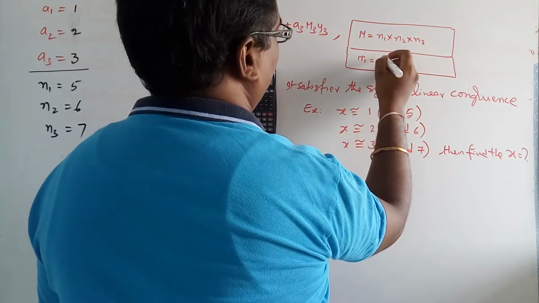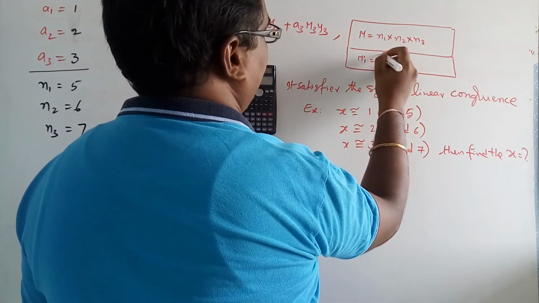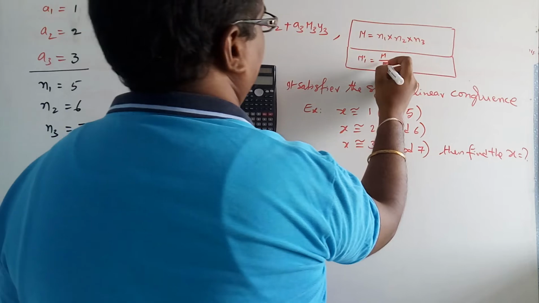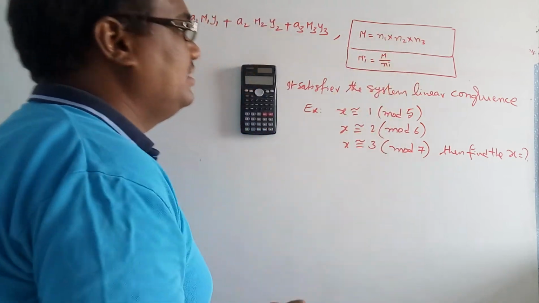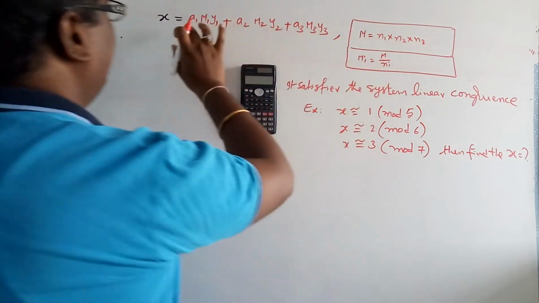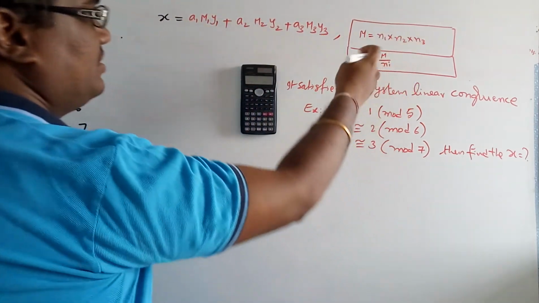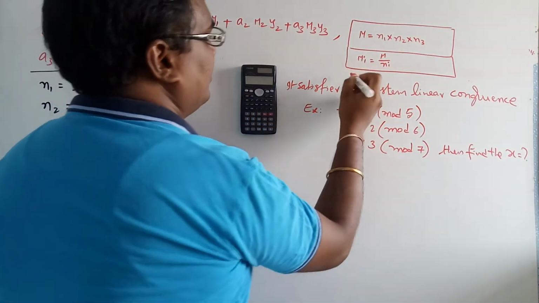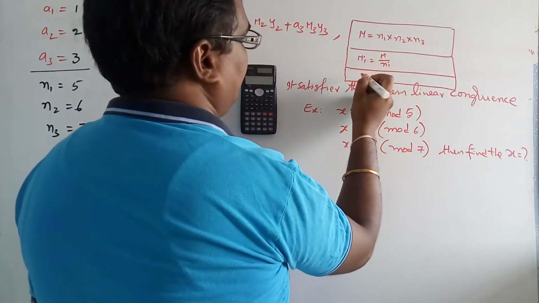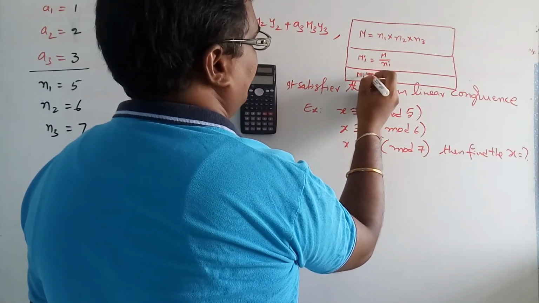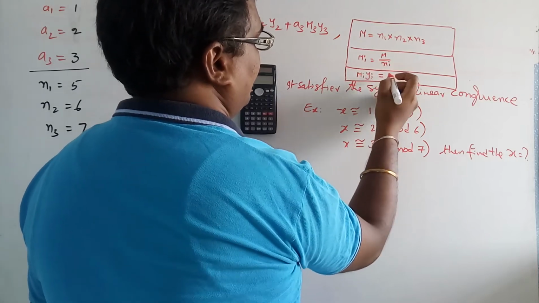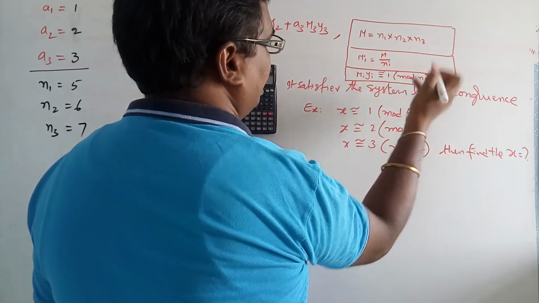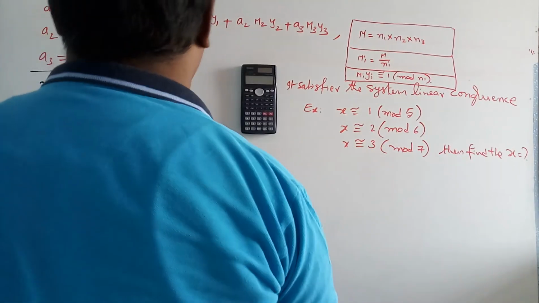Mi is equal to capital M by Ni. Using these formulas and these substitutions, find the values. Next, Mi into Yi is congruent to 1 mod Ni. Please watch.